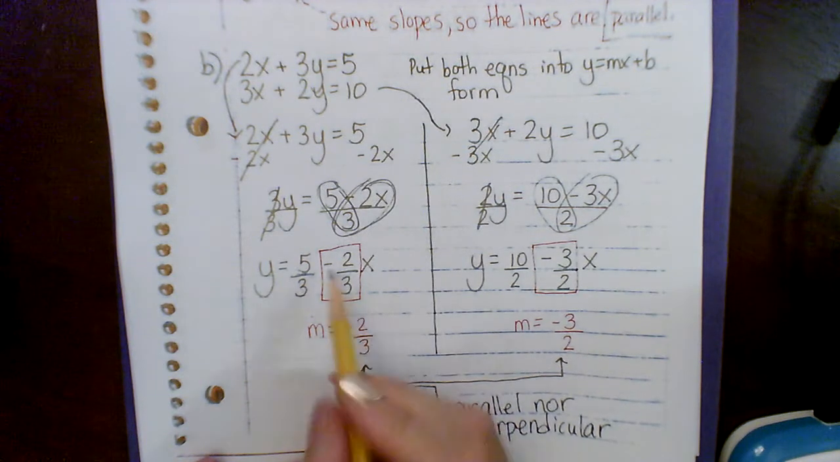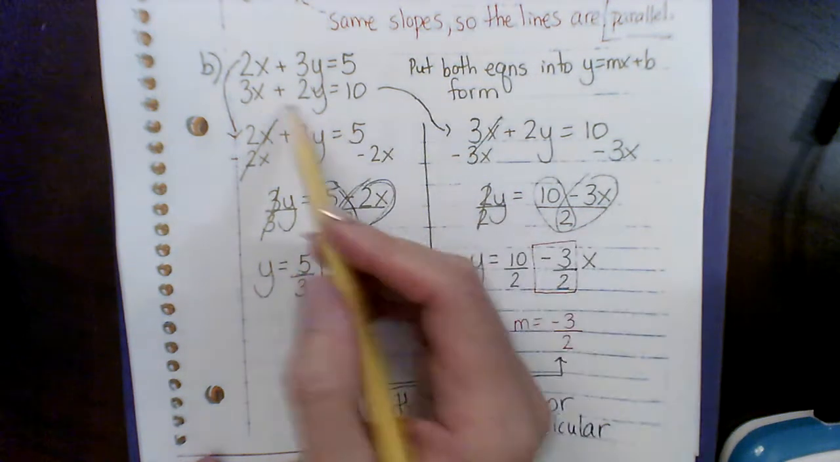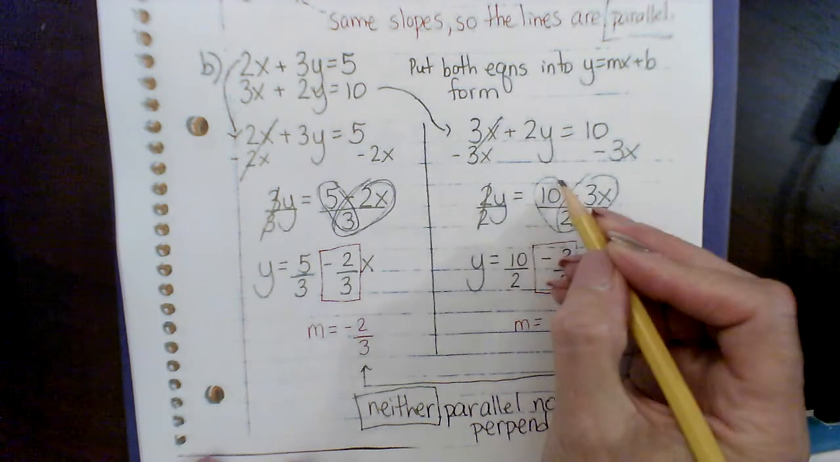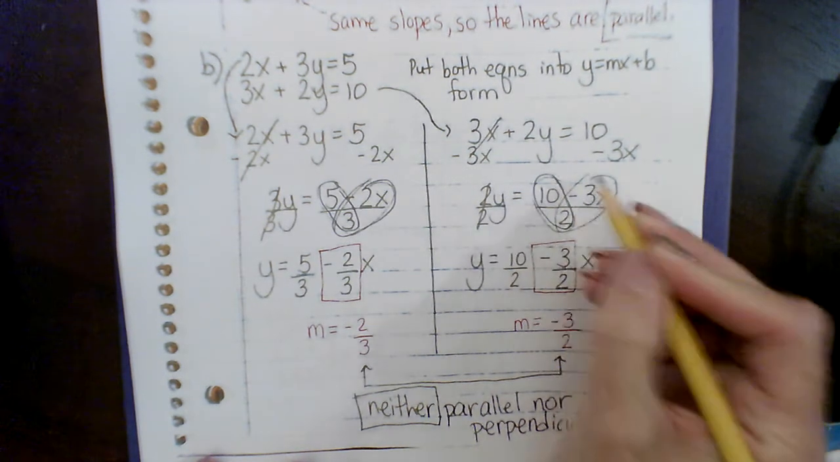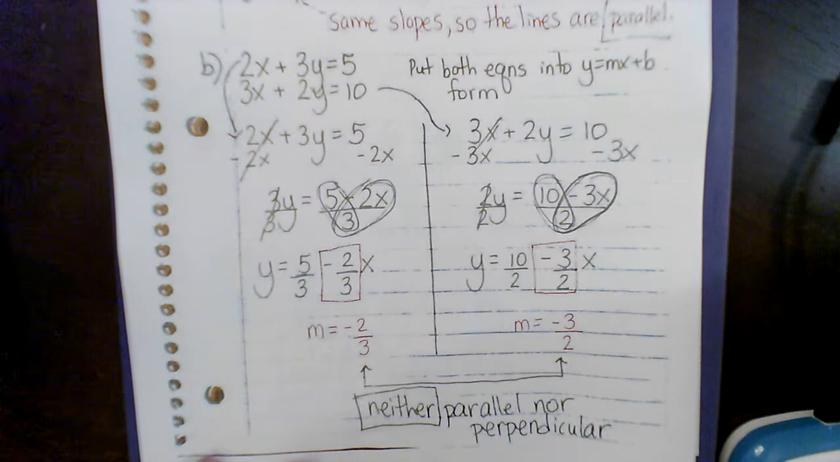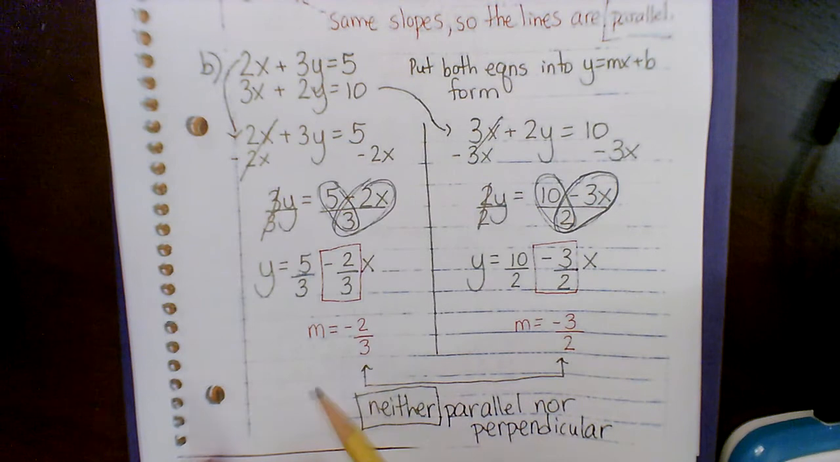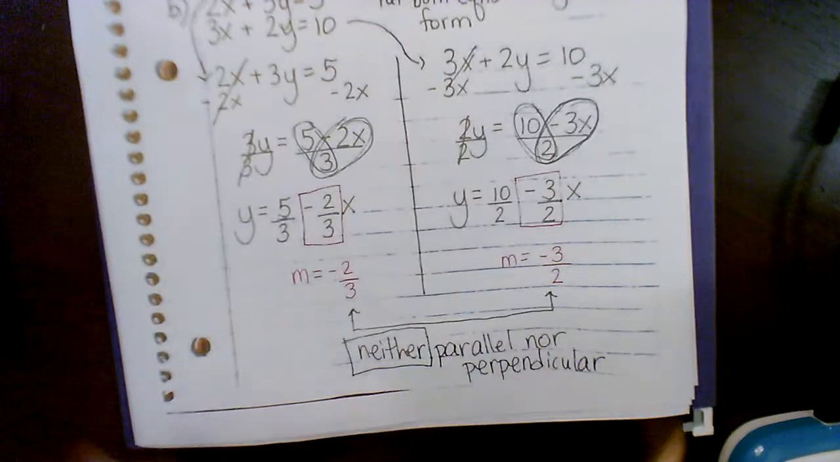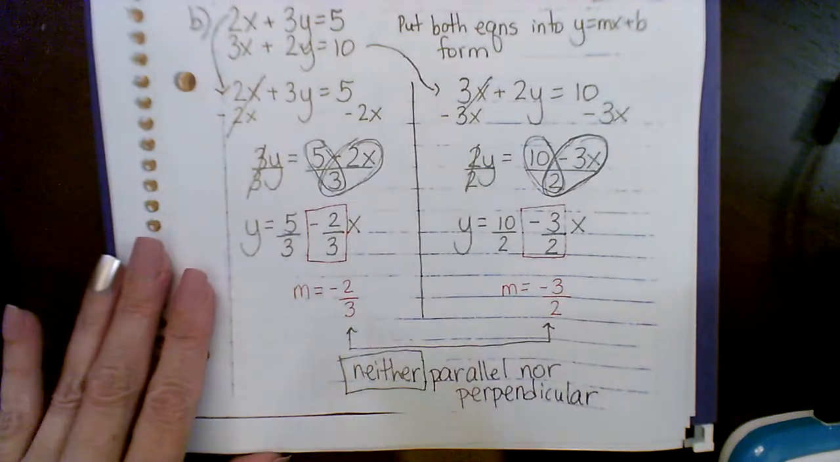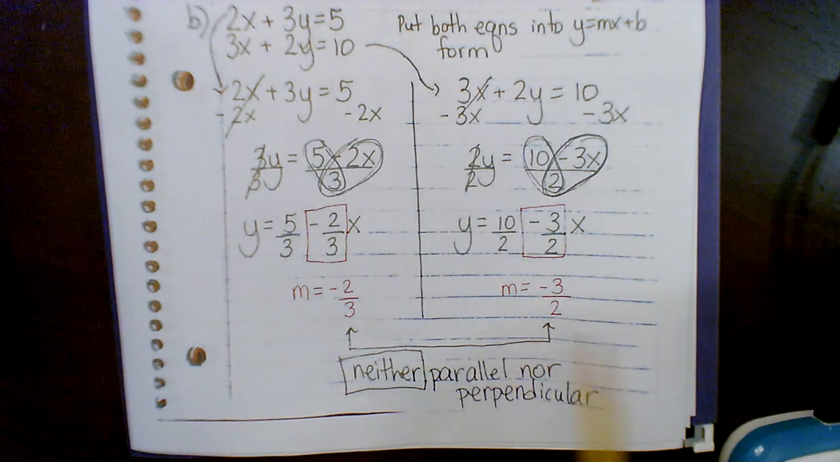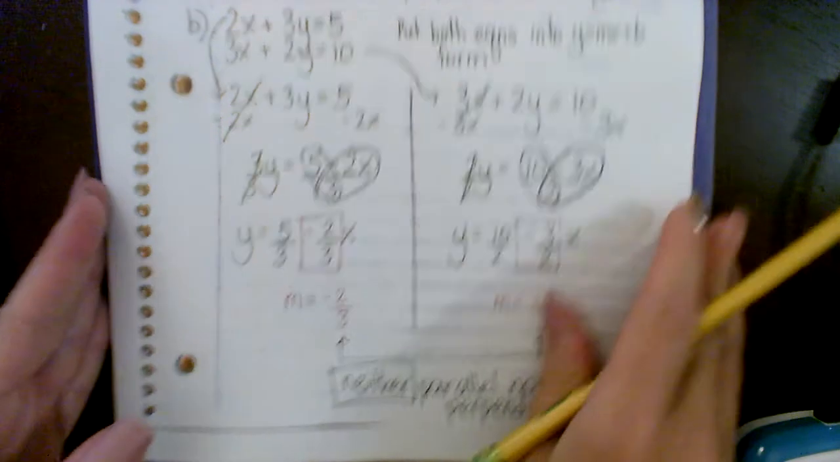So that gives me this equation. Over here, to get the y by itself, I have to subtract 3x and then divide by 2. Same thing, I do need to divide both of these terms by 2. And we get that these two, now be careful. Yes, those two are reciprocals, but they're not opposite reciprocals. They are neither parallel nor perpendicular.